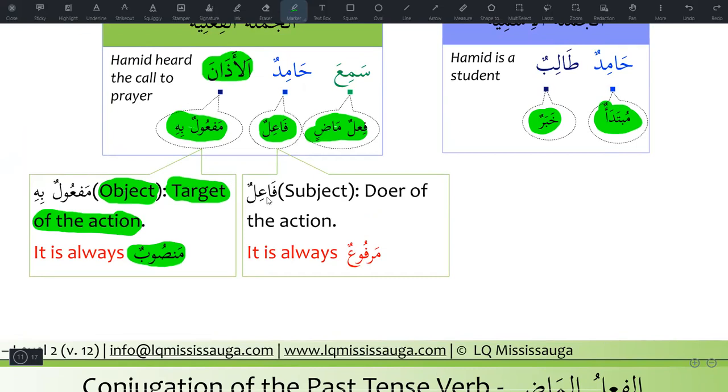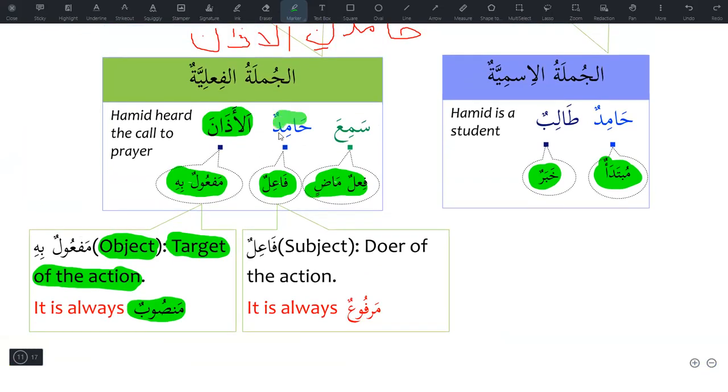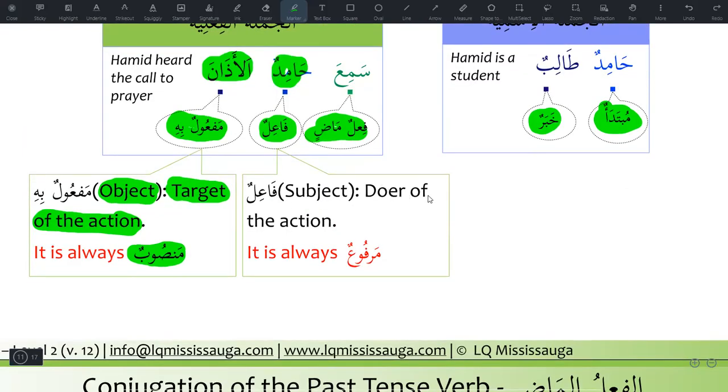Fa'ilun. Hamidun is fa'il here, the subject. What is the subject? The doer of the action. The doer of the action is called fa'ilun. It is always marfu', nominative case. So the subject is always in nominative case and the object is always in accusative case.